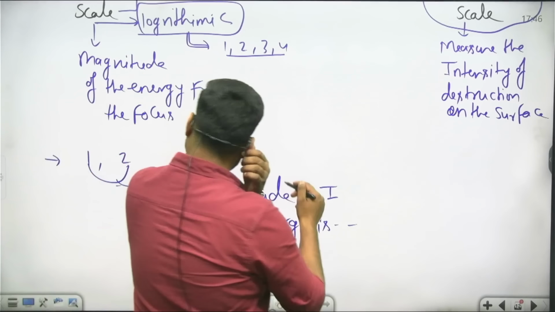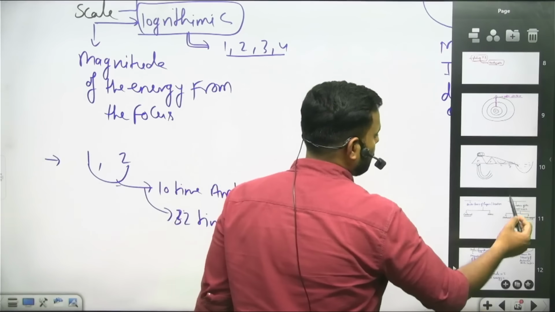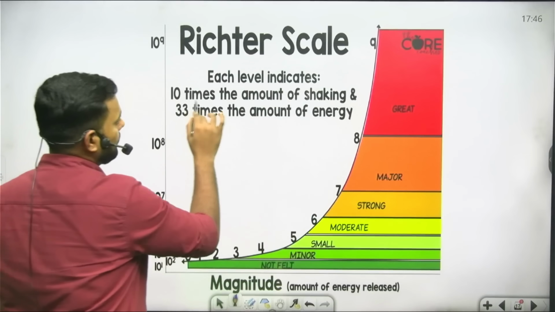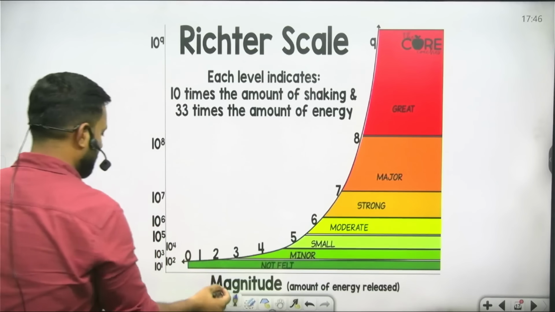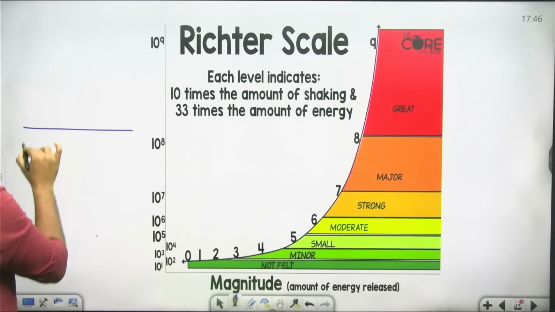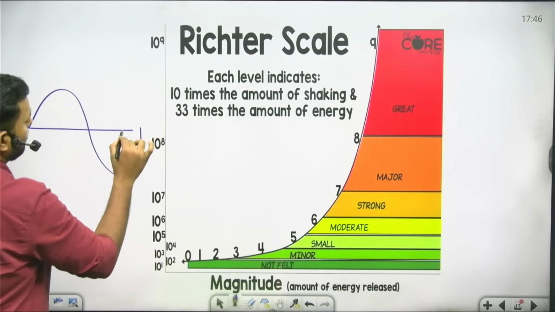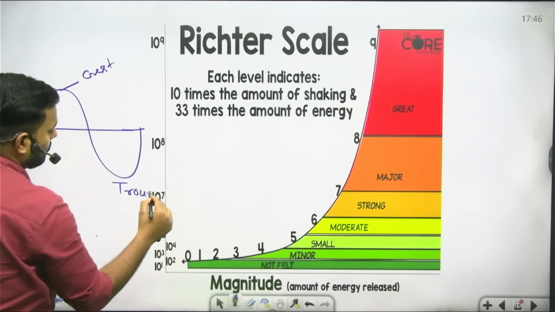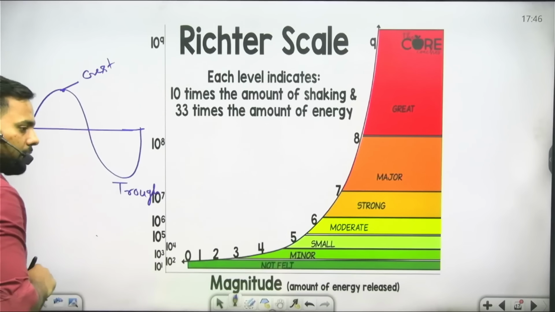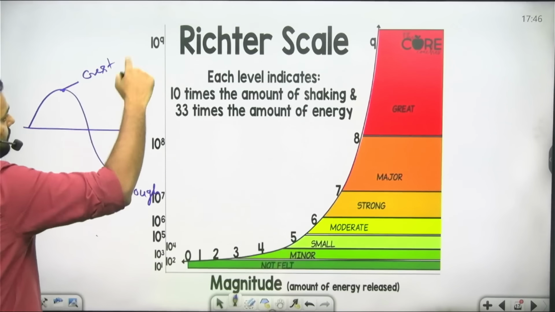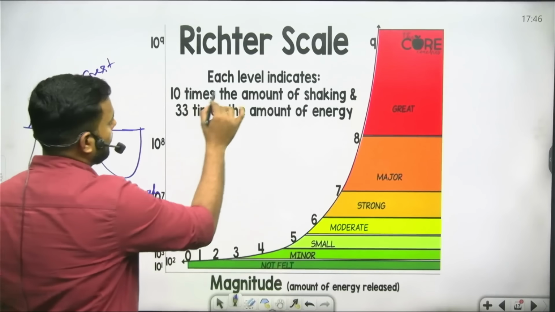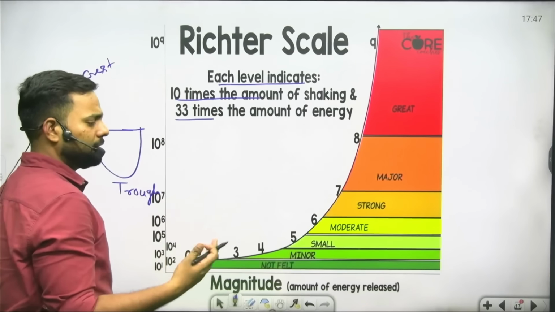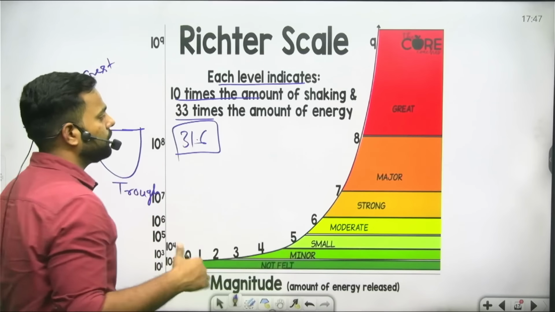जैसे मान लो एग्जाम्पल के थ्रू आपको यहाँ दिखाता हूँ with the help of map. जरा देखो रिएक्टर स्केल क्या कह रहा है, each level indicates 10 times the amount of shaking, मतलब एम्पलीट्यूड. एम्पलीट्यूड का मतलब क्या है, the mean height of the crest, ये क्रेस्ट है, and this is the trough. The average height between crest and trough. तो ये एम्पलीट्यूड हो गया, इसका मतलब है सिस्मिक वेव्स का हाइट ओवर दी सिस्मोग्राम. ठीक, तो each level indicates 10 times the amount of shaking and amplitude and 32 times, और 31.6 भी कहीं कहीं बुक्स में लिखा होता है, या 33 times amount of energy.